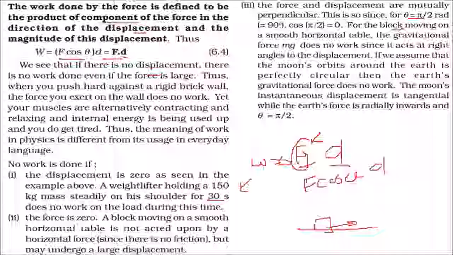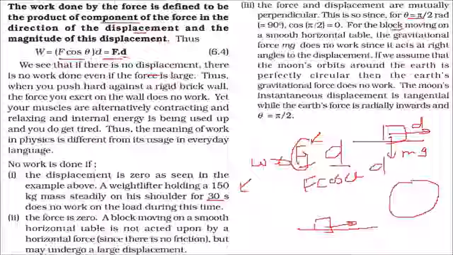Suppose a block is moving on a smooth horizontal table, the gravitational force is acting downwards like this one, but this mg, or force of gravity, is acting perpendicular to the displacement direction. That is why the work done is 0. See, if you assume the moon's orbit around the earth to be perfectly circular, then the earth's gravitational force does no work. Why? Because the moon's instantaneous displacement is always tangential, while the earth's force is radially inwards, that is, towards the center of the earth, and these two are 90 degrees. That is why there is no work done.